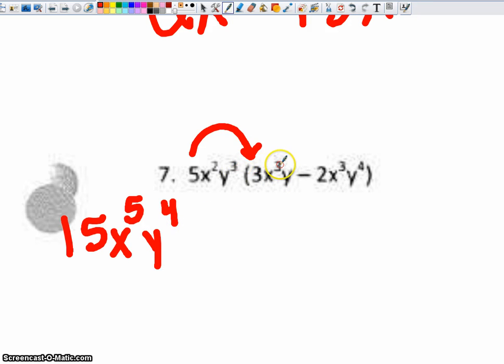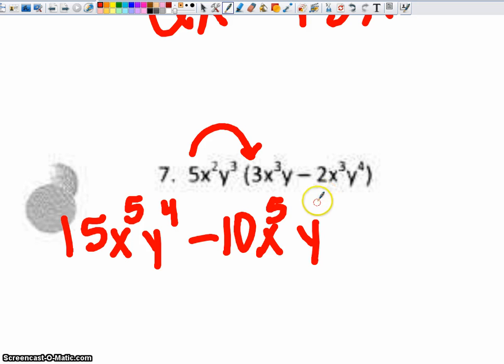3 plus 1. 5 times a negative 2 is minus 10. X to the 2 plus 3 is 5. Y to the 3 plus 4 is 7. Multiply your big numbers, add your exponents.